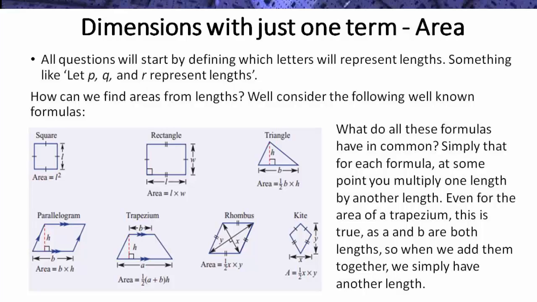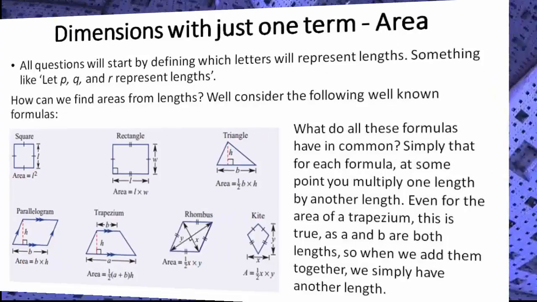Let's think of a formula which isn't on this page. Let's think of the area of a circle, pi r squared. Well, r stands for the radius, and the radius is certainly a length. So once again, in pi r squared, we've done a length times a length, because we've done radius times radius. This is the case for any formula, absolutely any formula, describing an area. You're going to, at some point, do a length times by another length. So that's the first remark to make.